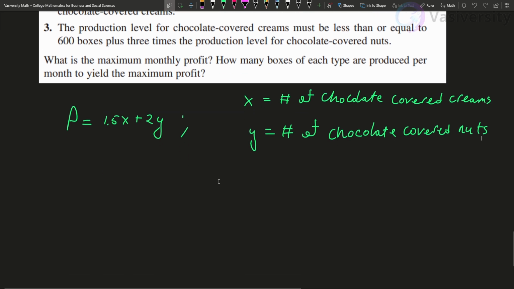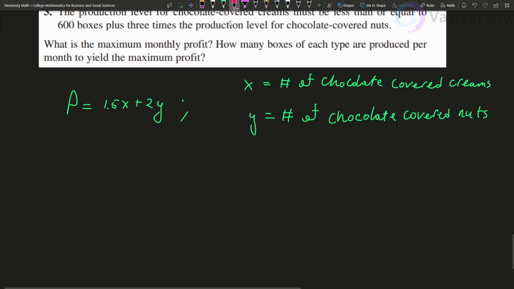Okay, but the most important part here is our constraints. So the constraints tell us that x plus y must not exceed 1,200. Then we know that y must be less than 1/2 of x. Right? And we know that x is less than or equal to 600 plus 3 times y.